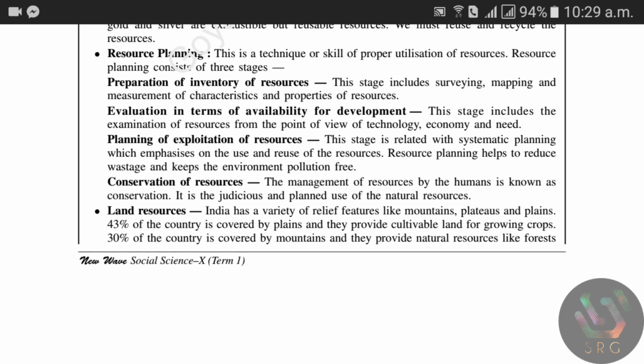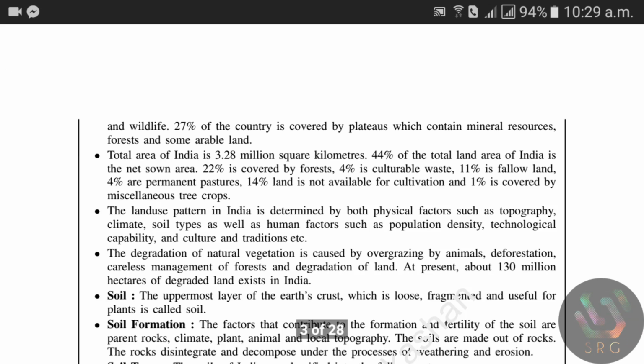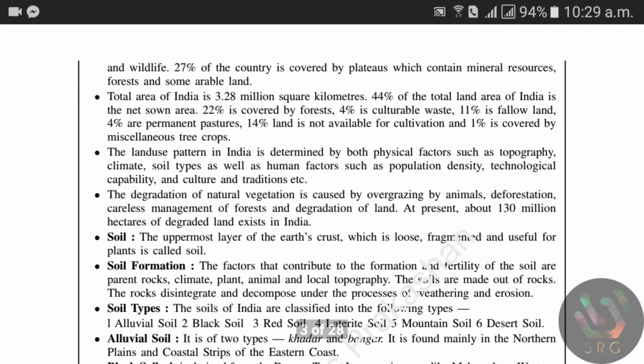40% of India is covered by plains and they provide cultivable land for growing crops. 30% of the country is covered by mountains and they provide natural resources like forests and wildlife. 27% of India is covered by plateaus which contain mineral resources, forests and some arable land.